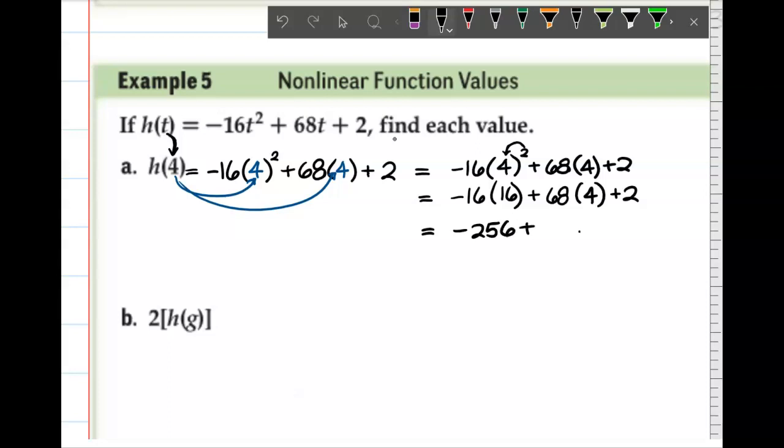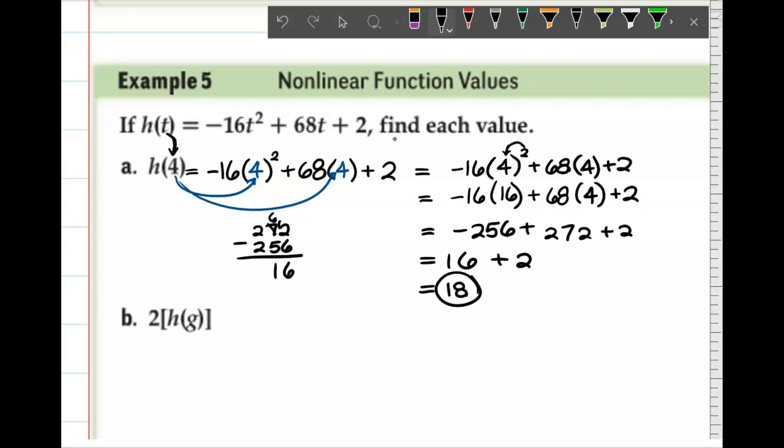And this would be 272 when I do 68 times 4. And finally, plus 2 on the end. Working from left to right, let's see, if we do 272, take away 256, we end up with 16 plus 2, which is 18.